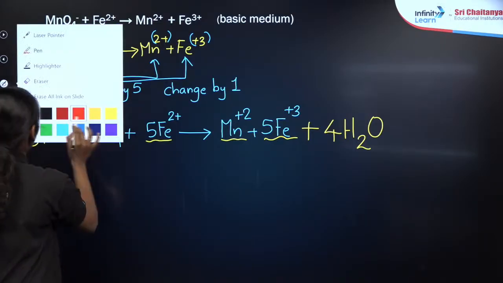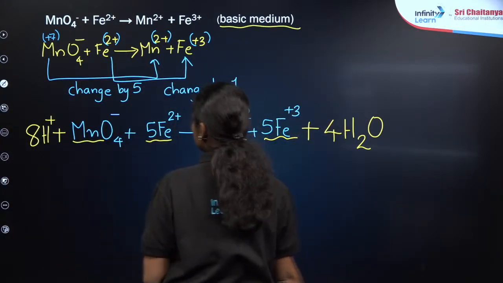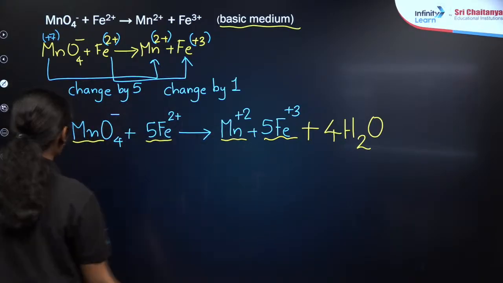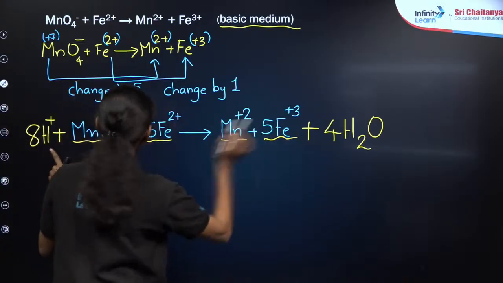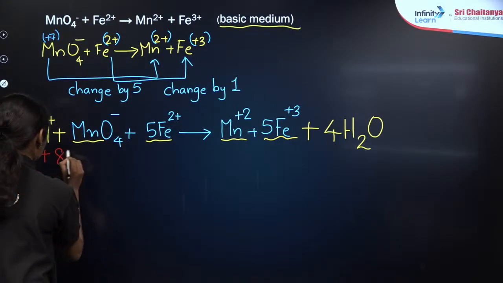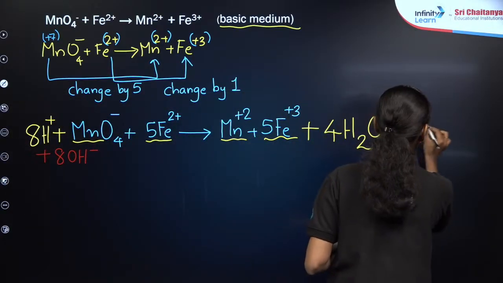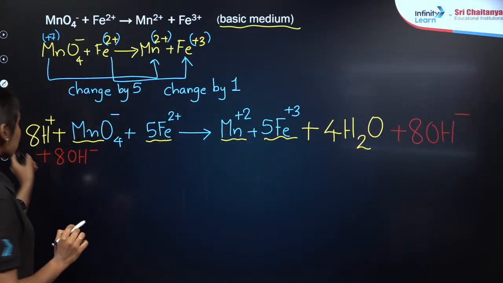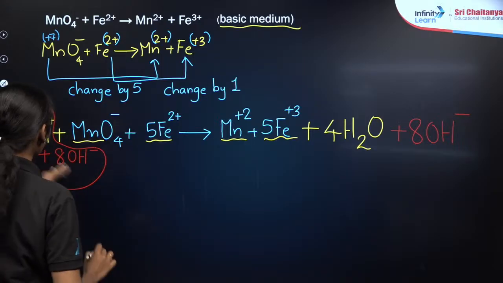And one more thing you have to note: in the question it is mentioned that it is in the basic medium. So one more step you have to do. You have to add the equal number of OH minus ions to both sides of the equation. Here 8 H plus ions are present, right? So we are taking 8 OH minus ions on both sides of the equation. So I am writing here in the same side 8 OH minus, then here again 8 OH minus. Then what will happen here? These 8 H plus and 8 OH minus will combine together to form 8 water molecules, right?